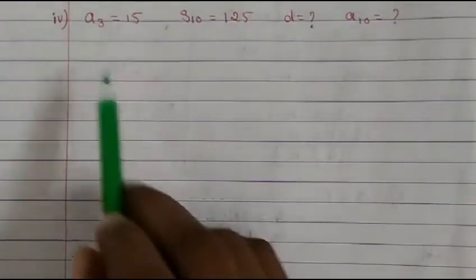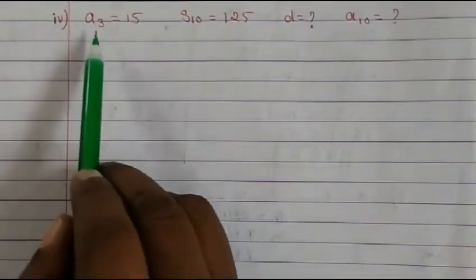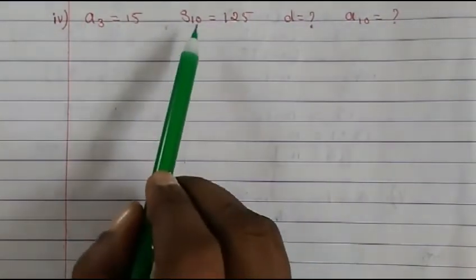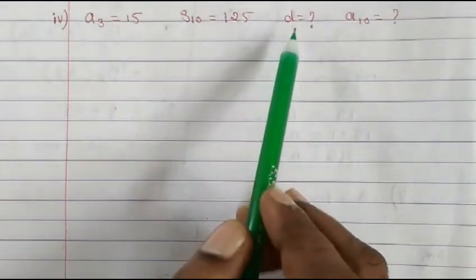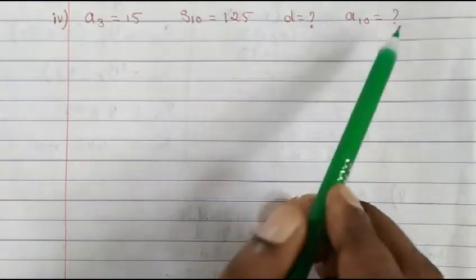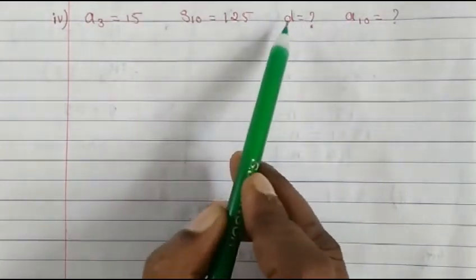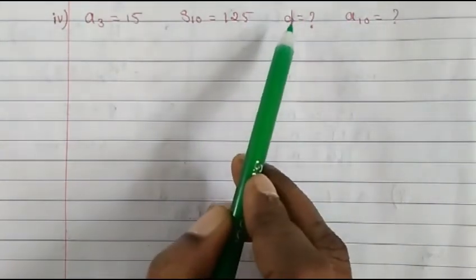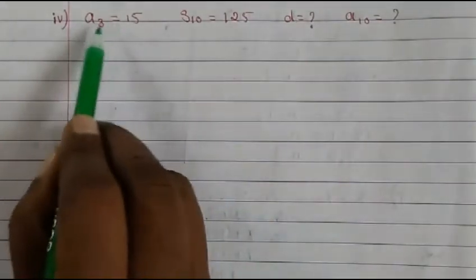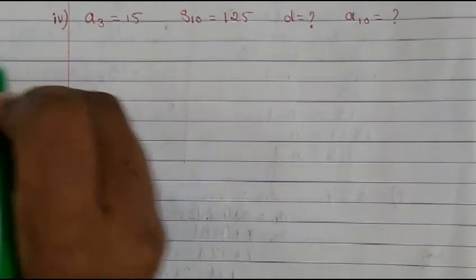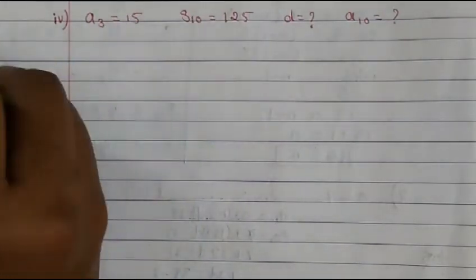So here we have the fourth part. The third term a value is there, and then the sum of 10 terms is there. Common difference we don't know, and the 10th term a value we don't know. So let's find out d. How to find out d, I already explained to you in the second part of this sum.